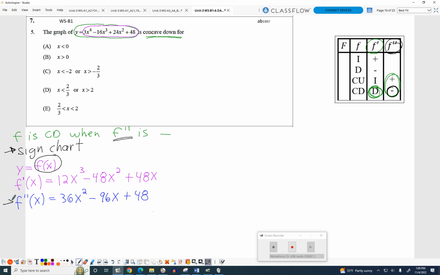We're going to make a sign chart of f double prime. Therefore, we would like to have f double prime as factored as we can get it. So, Nathan, how do I begin factoring f double prime? Pull out 12. So 12 times 3x squared minus 8x plus 4. 2 points.